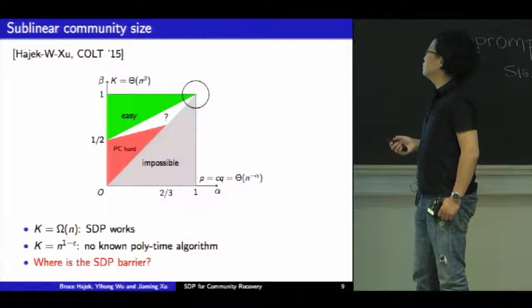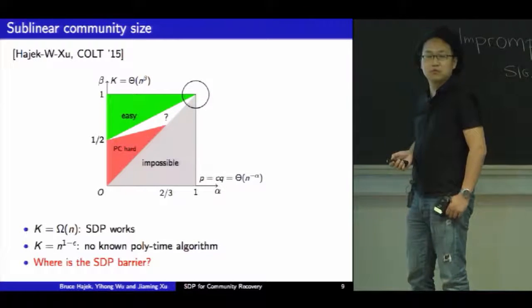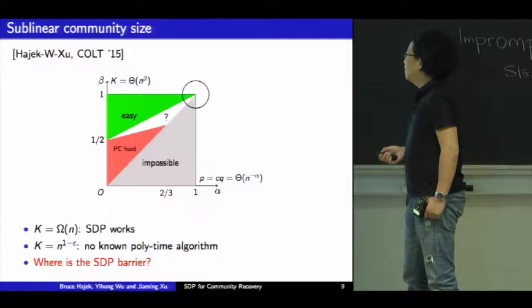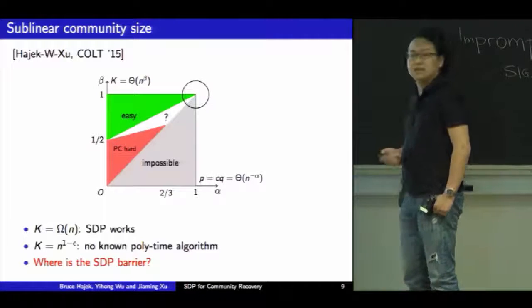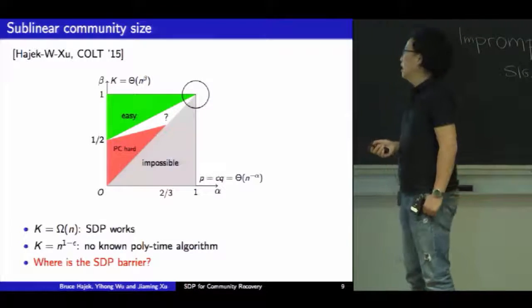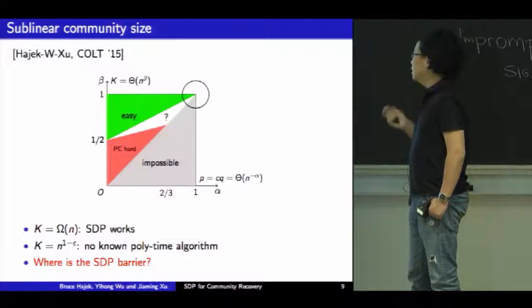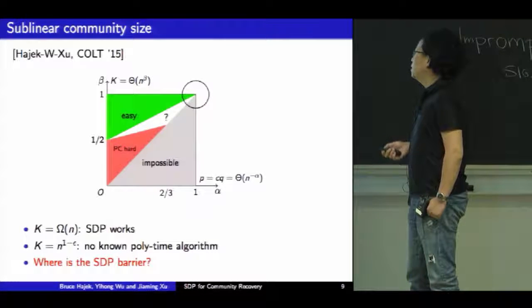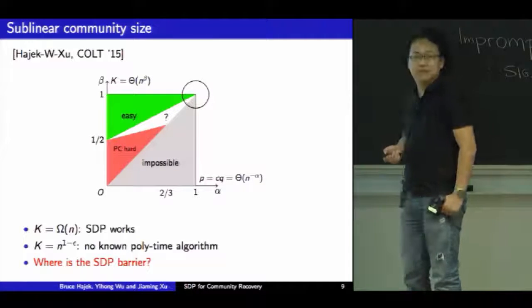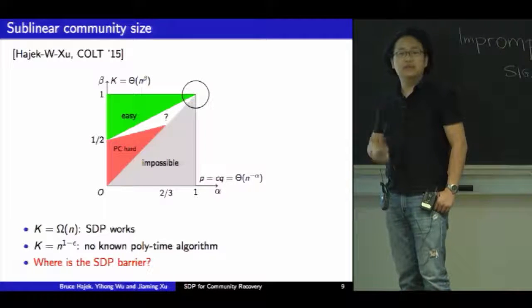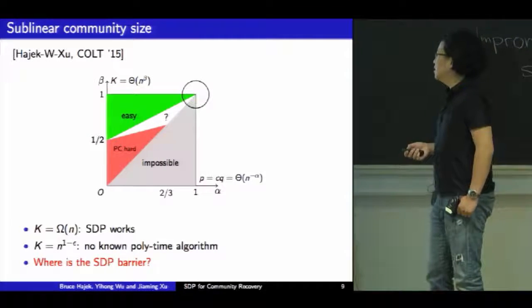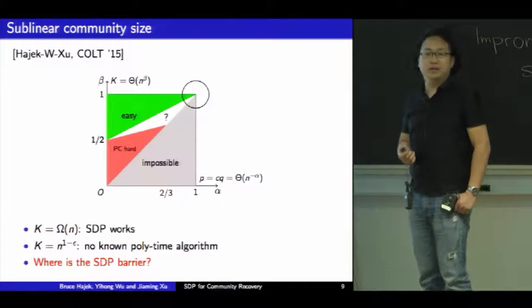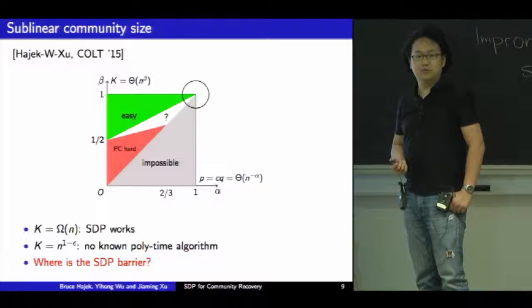So what happens is, for example, if the size of the community grows polynomially, then there are some regimes where this is as difficult as planted clique. So the question is, in view of the fact that SDP starts to work when it's linear, where is the true barrier, let's say just for SDP relaxations?